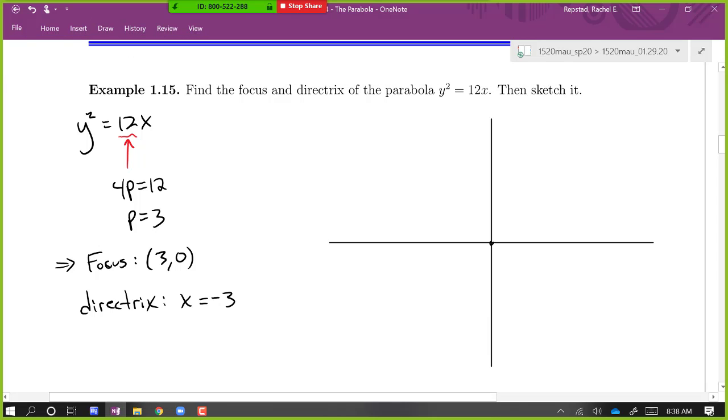So we know that the vertex is at the origin. Here's our focus. Here's our directrix, this vertical line, which we usually draw dotted because it's not actually a part of the parabola. It just helps define it. And I know it opens away from the directrix, so it's going to open to the right. Now, often what I do is just try to get one other point on the curve.